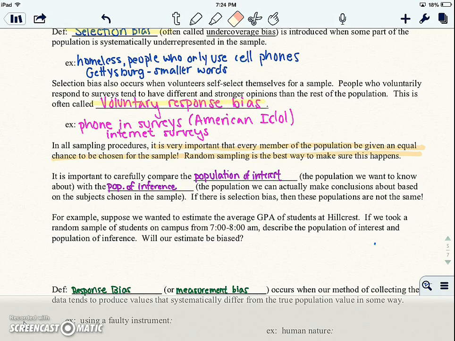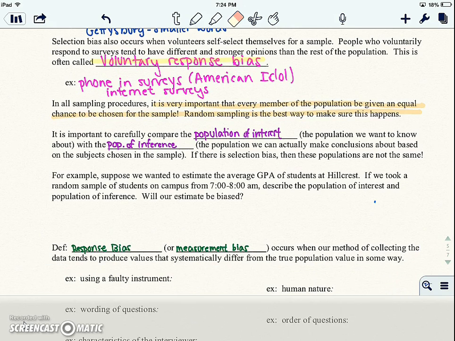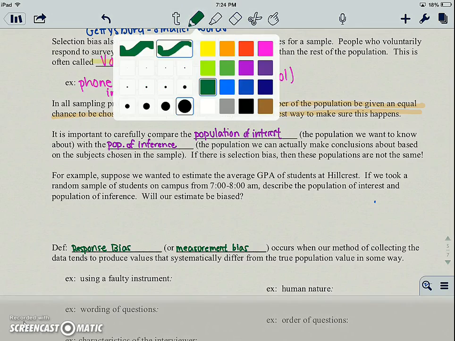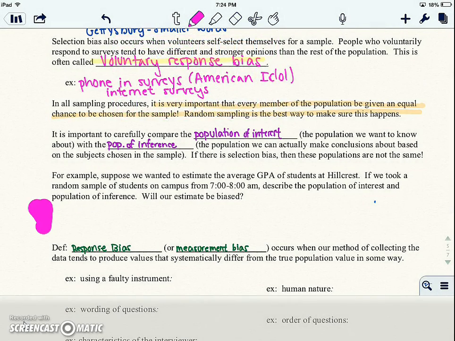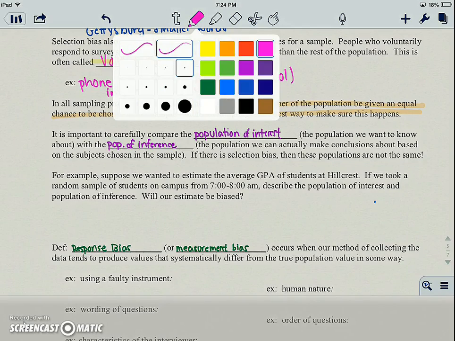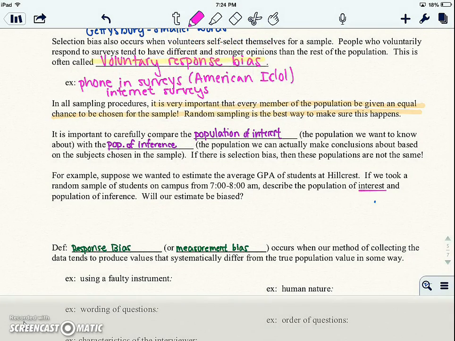Here's another example. For example, we wanted to estimate the average GPA of students at Hillcrest. If we took a random sample of students on campus from 7 to 8 a.m., describe the population of interest and the population of inference. Will our estimate be biased? And the chances are yes. Excuse me. It will be biased. Our population of interest is all HH students, okay? But our population of inference is just those there in the AM.